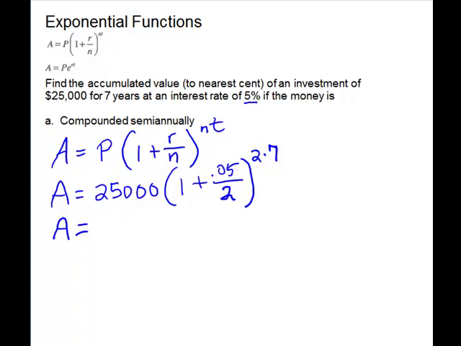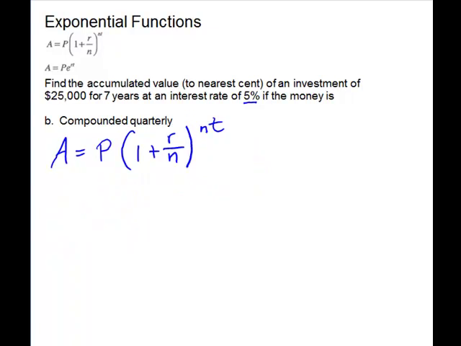0.05 divided by 2. Get an answer, add 1. Right? Then you have to raise it to the power. So then I would raise my answer to the 14th power. Then I would multiply times 25,000. And what I get is 35324.35. And I have already rounded to the nearest cent.